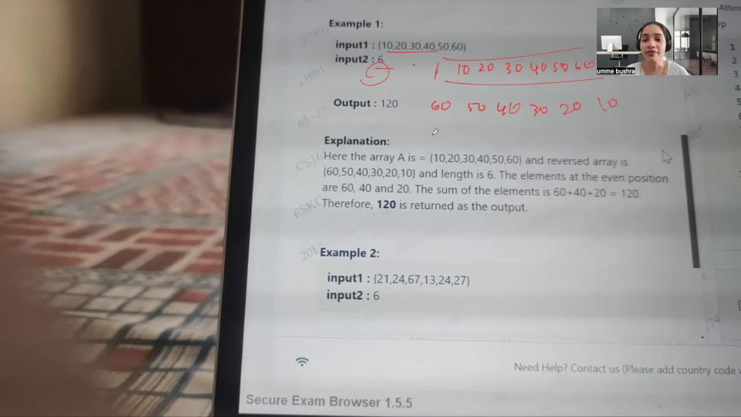Okay. After I have reversed the array, I have to find the even positions, right? So let's mark. You know it always starts from 0. So 0, 1, 2, 3, 4, and 5. So what are the even positions here? This is my even, this is my even, this is my even: 0, 2, and 4. So you have to perform the sum of those even positions, which means 60 plus 40 plus 20, right? Which is going to be 120.